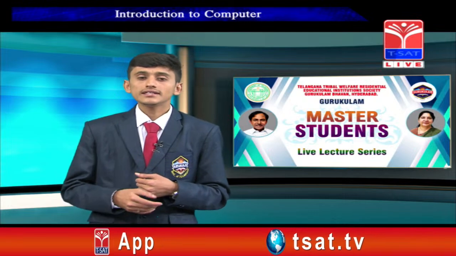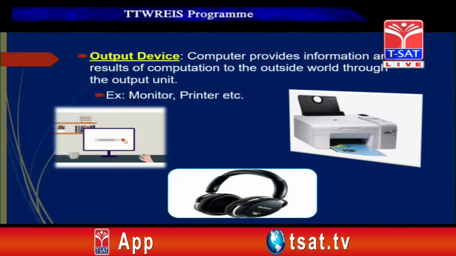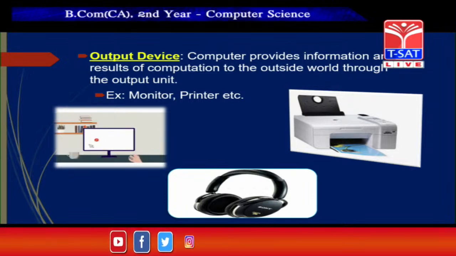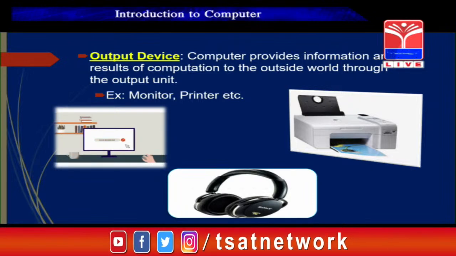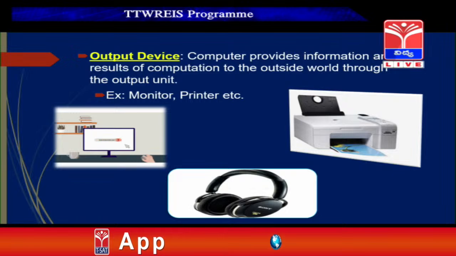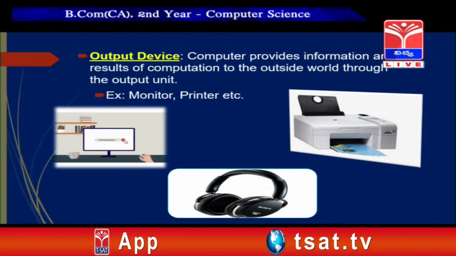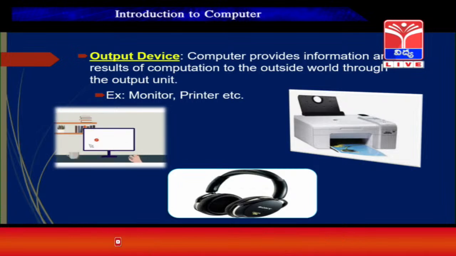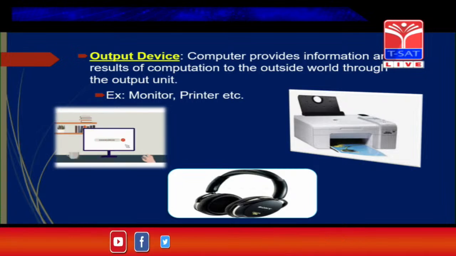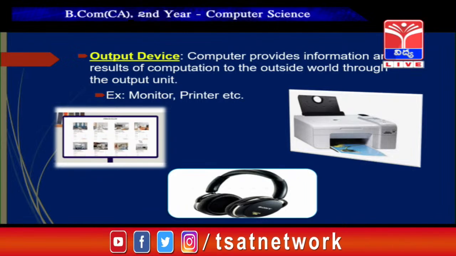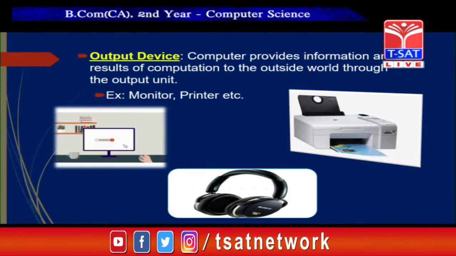Next, output device. Output device means the computer provides information and results of computation to the outside world through the output unit. Here output unit means the process of getting information through a computer is simply called the output unit. The best examples for the output devices are monitors, printers, headphones.